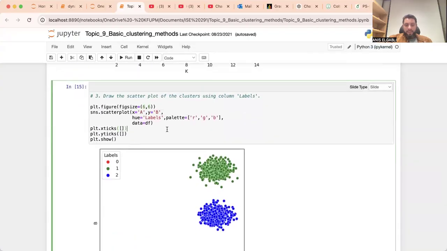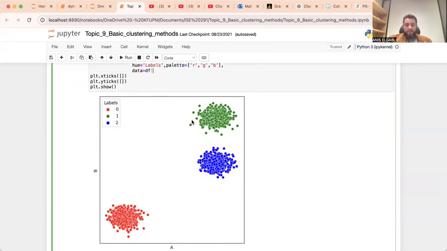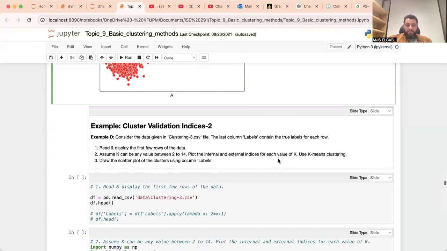And here we just plot them. So we plot a scatter plot for A versus B, and we color the points based on their labels, and this is what we get. These are the three clusters: cluster 0, cluster 1, and cluster 2.